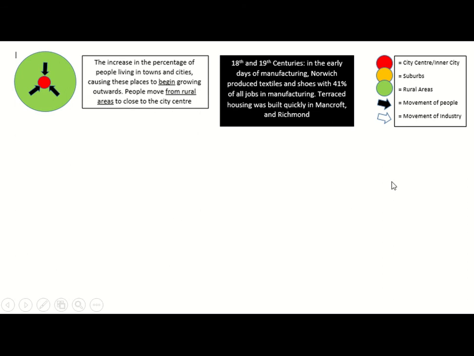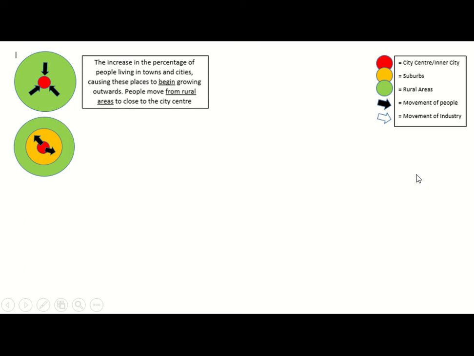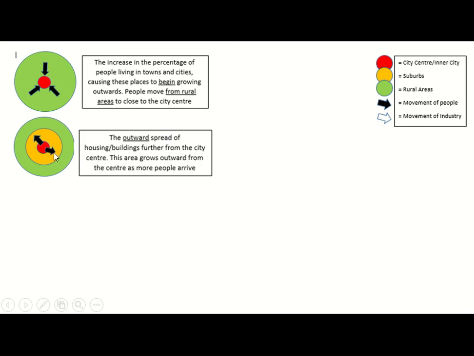So this is urbanisation. The next diagram represents suburbanisation. So the growth of the suburbs happened as more and more people moved into those areas. They needed to spread the city outwards. So suburbanisation is the outward spread of houses and buildings further from the city, and that's where you develop these things called suburbs.